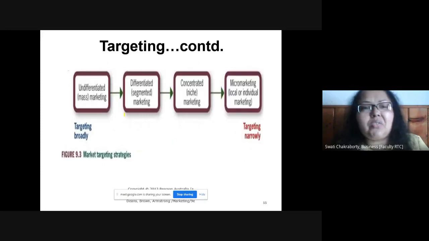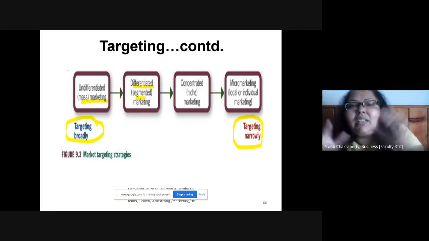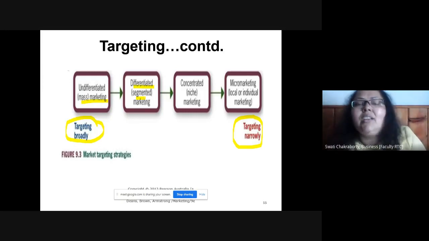Now, when you talk of targeting, targeting can be done on a broad basis. It can be done on a narrow basis. Usually it starts from mass marketing, which is for everyone, there's no differentiation. And then slowly, when you start dividing the entire market into segments, that's called differentiated marketing. Different products for different types of segments. From there comes a much narrower approach, which is called niche marketing or concentrated marketing.